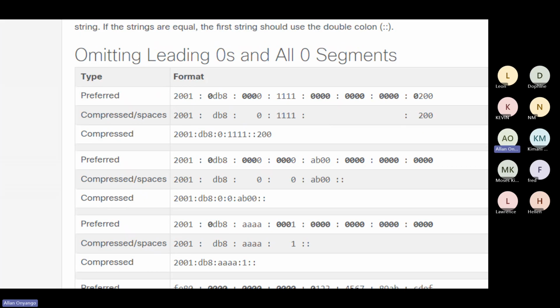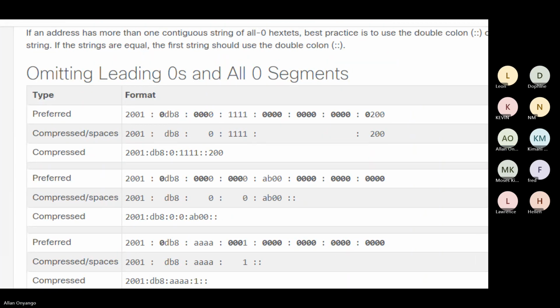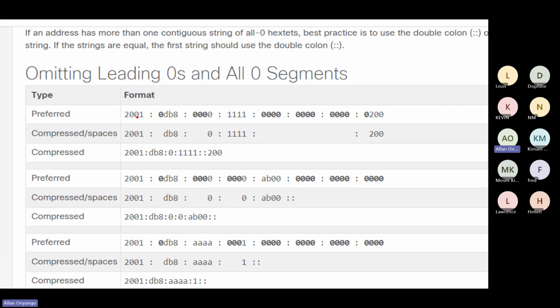Okay, so let's see here. Now, look at this one. We're having 2001, 0db8, and so on, which has skipped the first option. Remember, the first strategy was to omit the leading zeros, isn't it?